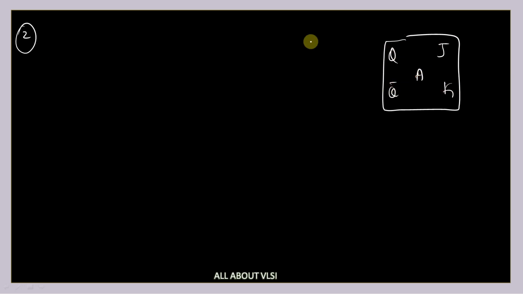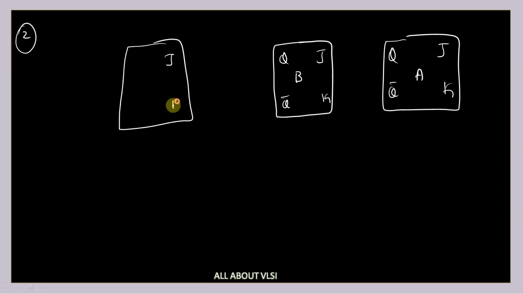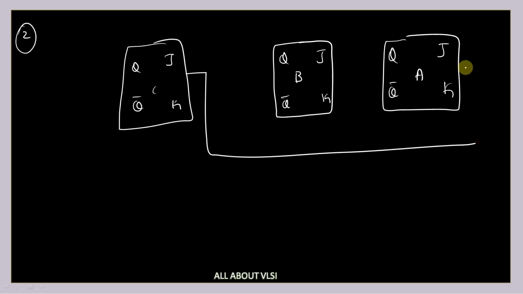Now we have JK flip-flops like this. This is our first JK flip-flop, with J, K, Q and Q bar. This is flip-flop A, and this is one more flip-flop like this, with J, K, Q and Q bar. This is one more flip-flop, with J, K, Q and Q bar. This is another flip-flop. These are all synchronous circuits which are having the same clock, a shared clock. So let's see one more question.